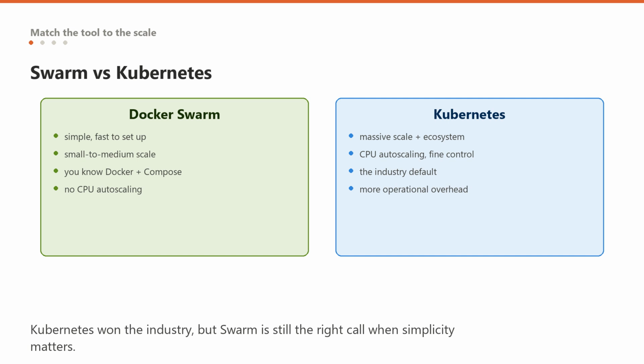The honest truth for interviews: Kubernetes has won the industry as the default. Most production teams use it, but Swarm remains a genuinely good choice for smaller setups where its simplicity is a feature, not a limitation. Match the tool to the scale of the problem.